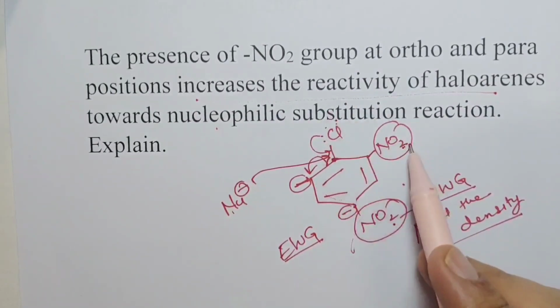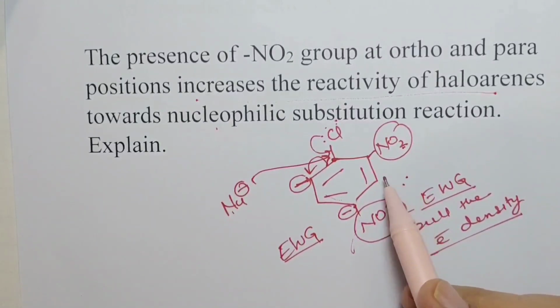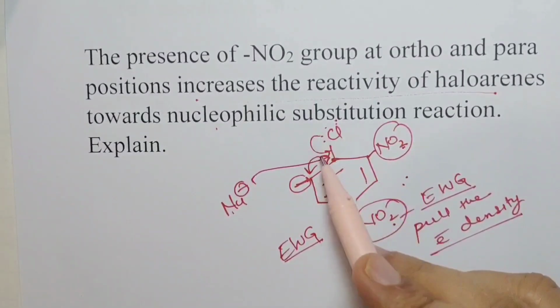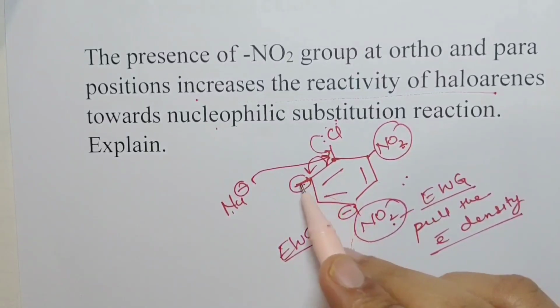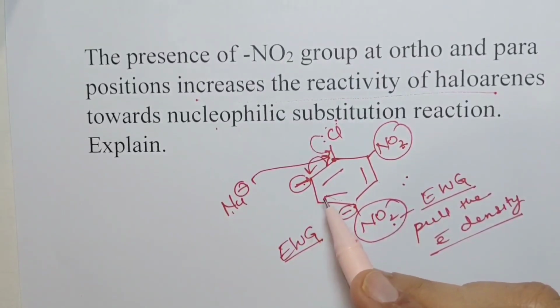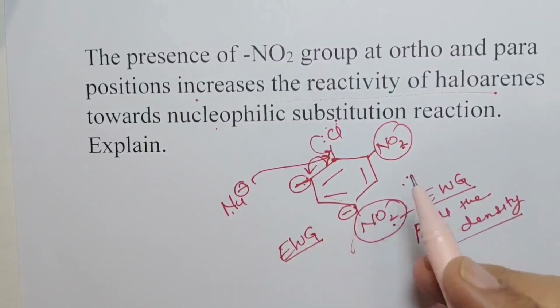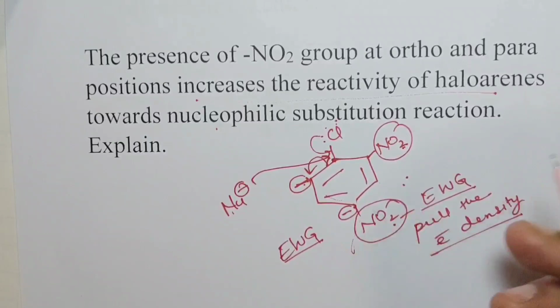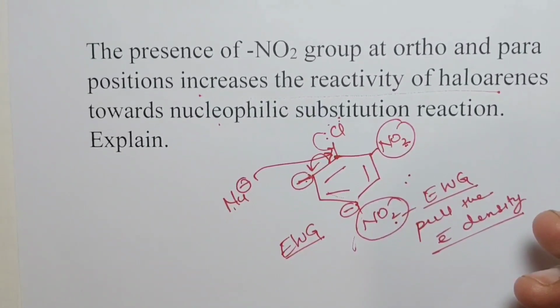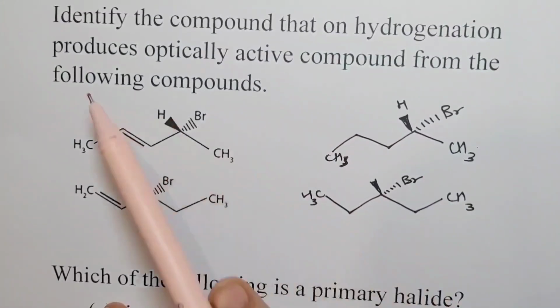And if there is a nitro substitution at meta position, that does not make an impact simply because during resonance, the negative charge lands only on ortho and para position. It doesn't come on meta position. So even if there is a nitro group at meta position, it will not have any impact. The charge, since it doesn't land on meta position, will not get dispersed either. Okay. All right, next question.